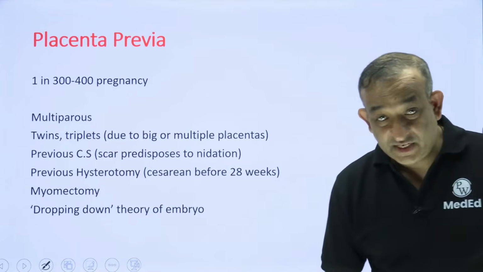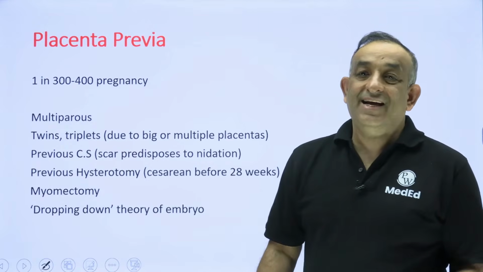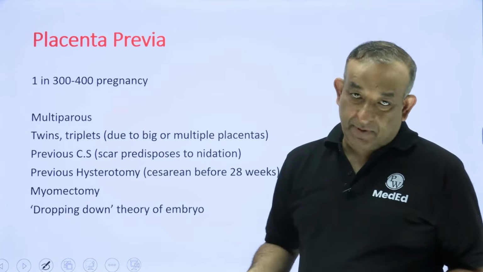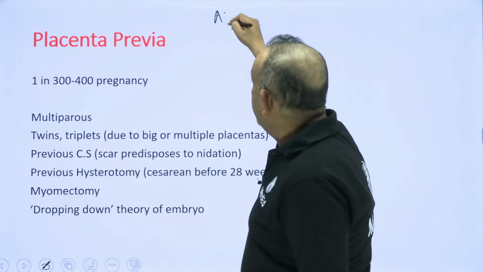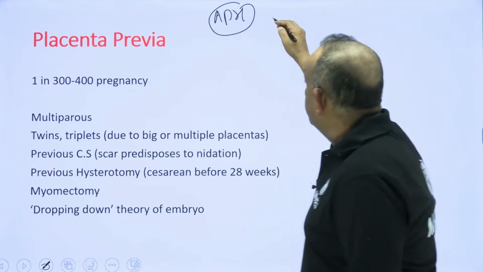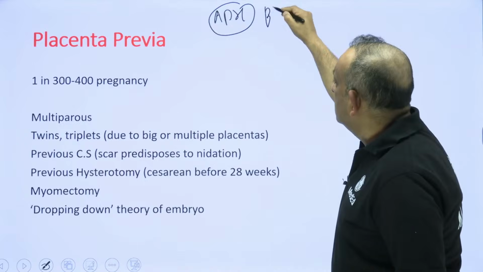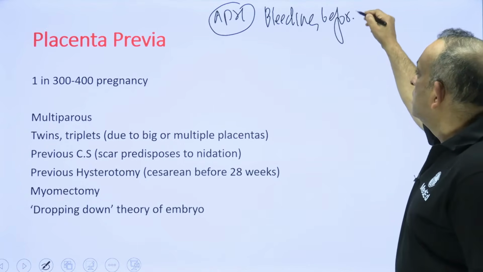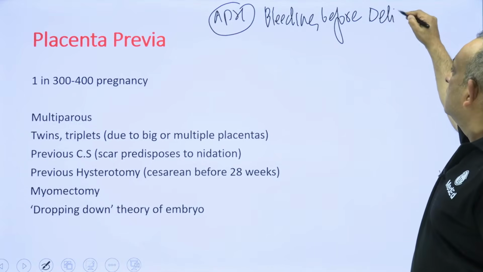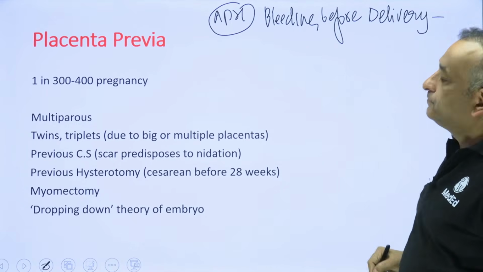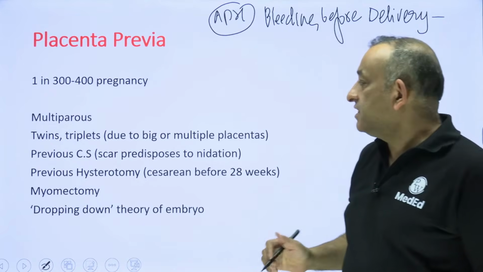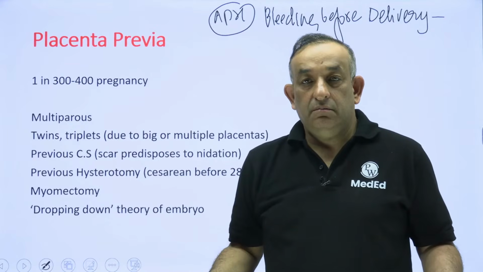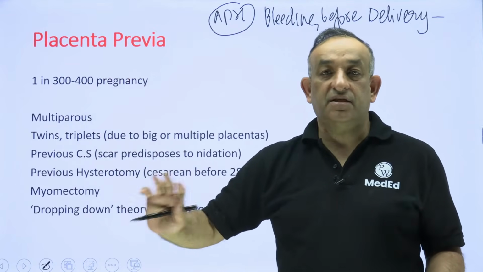We are talking about obstetric hemorrhage, and placenta previa and abruptio placentae. These are bleeding before delivery, antepartum hemorrhage. So the APH definition is bleeding before delivery, antepartum hemorrhage. That can be because of placenta previa. Two things you should know. A woman comes to you at term with painless bleeding: placenta previa.